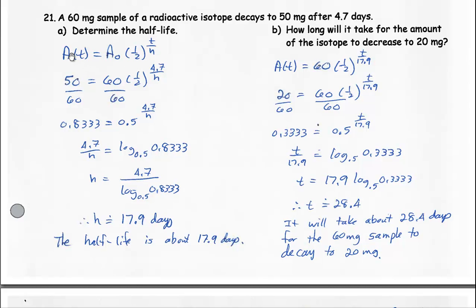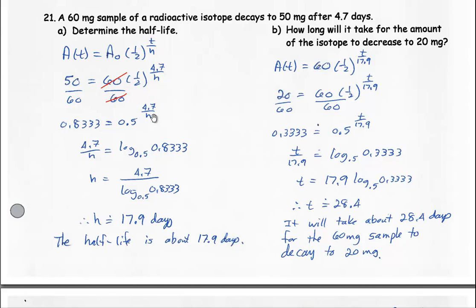And so we're told that the initial 60 goes in place of A naught, goes down to 50, so I put 50 in place of A of t in 4.7 days. So the t here is 4.7. And we're trying to solve for h. So the first thing I would do is divide out this 60. So these divide out, and so 50 divided by 60 is 0.833, or 0.83 repeating, would equal the half, or 0.5 to the power of 4.7 over h.